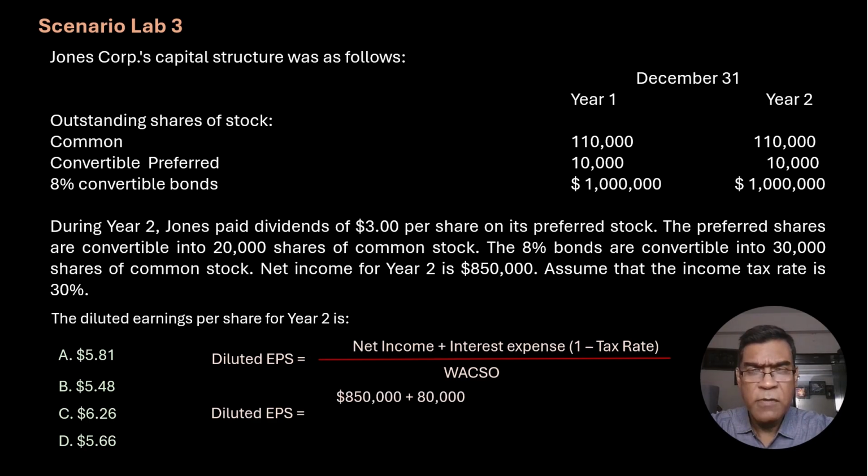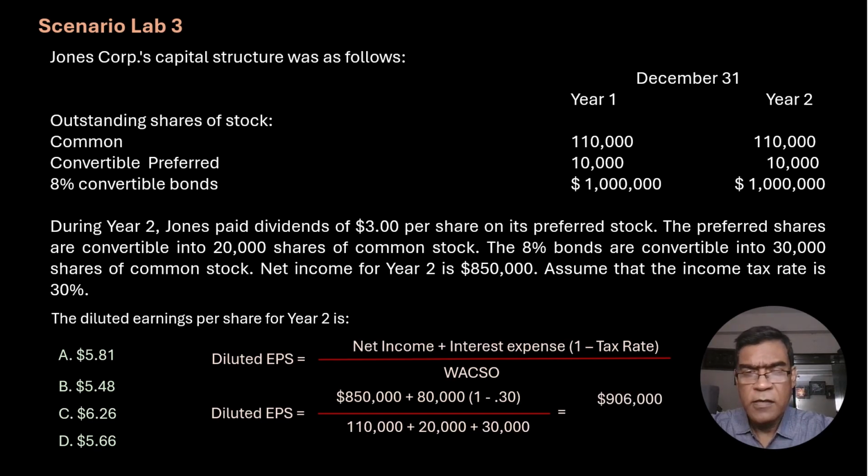What is the net income? We found net income is 850,000, and here is 80,000. How much? 8% of 1 million is 80,000, and the tax rate is 30%. So 1 minus 0.3, meaning that 70% of 80,000 you need to consider, right? Then here is 110,000 plus 20,000 for common stock and preference, and 30,000 for convertible. So all are converted, right?